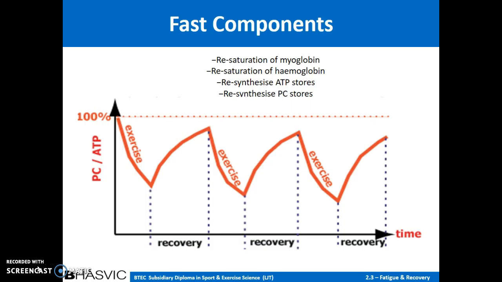It takes approximately 30 seconds to replenish 50% of PC, and it takes a minute to restore 75%. To fully resynthesize the PC, it takes around 3 minutes, using up to 3 to 4 litres of oxygen. Again, this is why stoppages such as waiting for an injured player to receive medical attention in rugby are important. It gives your body time to restore the PC levels so you can continue at a high standard.